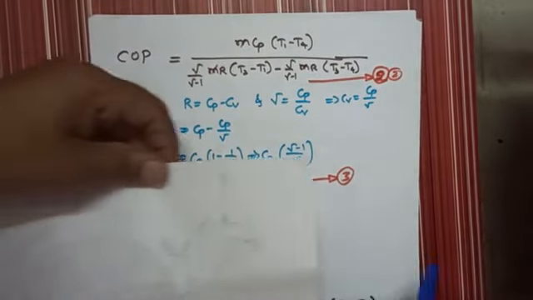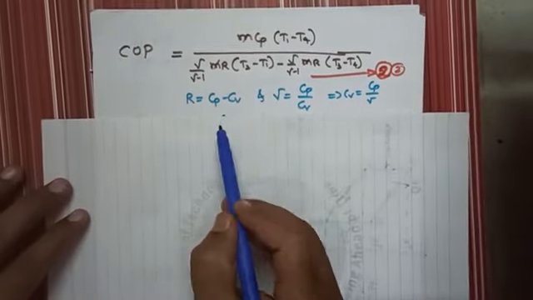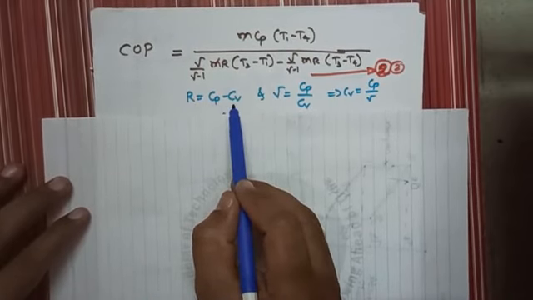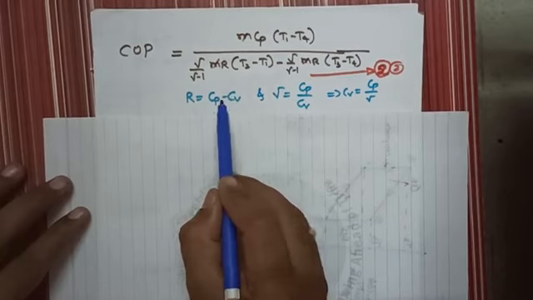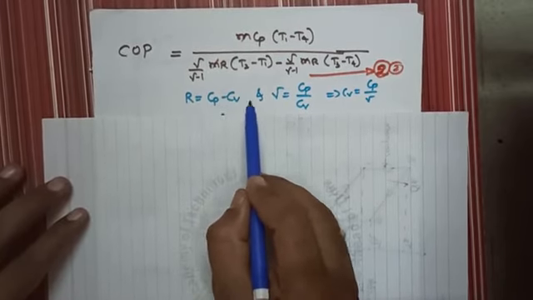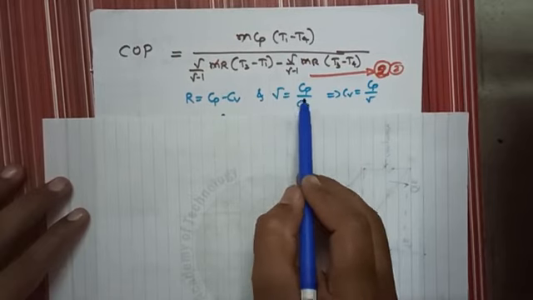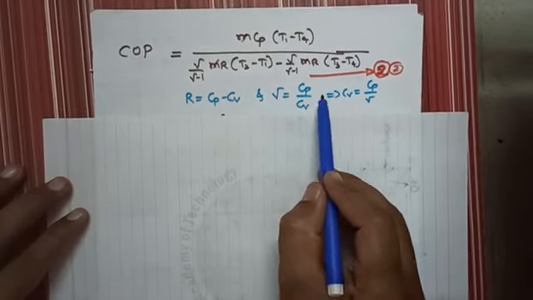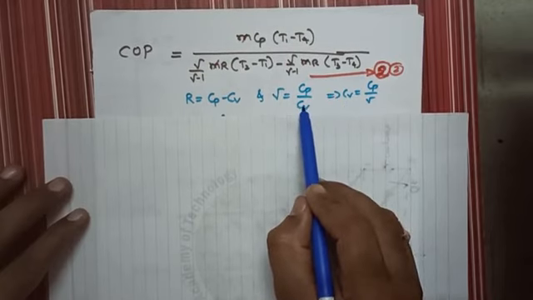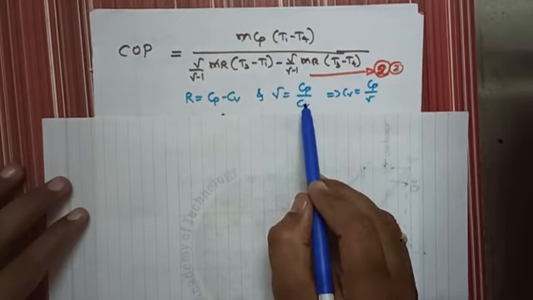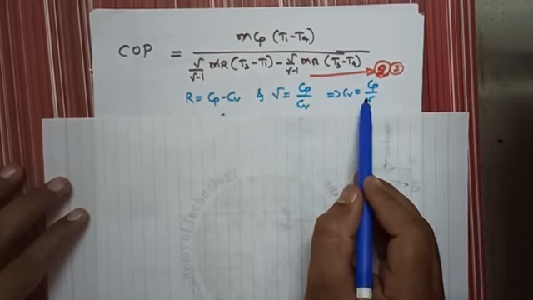Now we know the basic equation, that R, the gas constant, is equal to Cp minus Cv. Cp minus Cv is equal to R. We have studied this in the previous course, basic thermodynamics. And also we know the ratio of Cp by Cv is gamma, that is 1.4. So using this equation I will write Cv, I need Cv. So Cv I will send to the other side, Cv is equal to Cp by gamma.